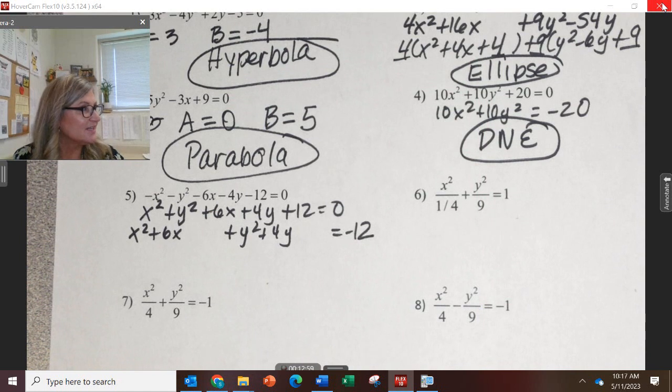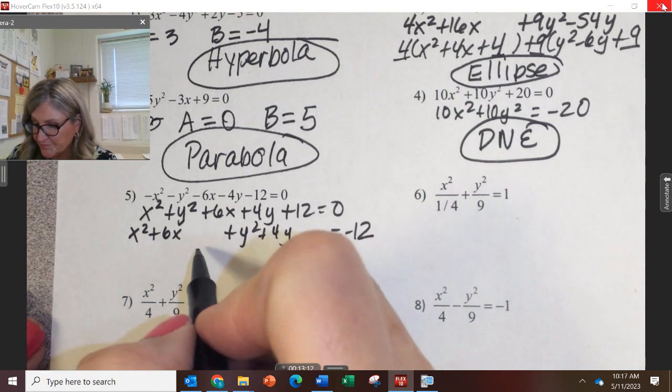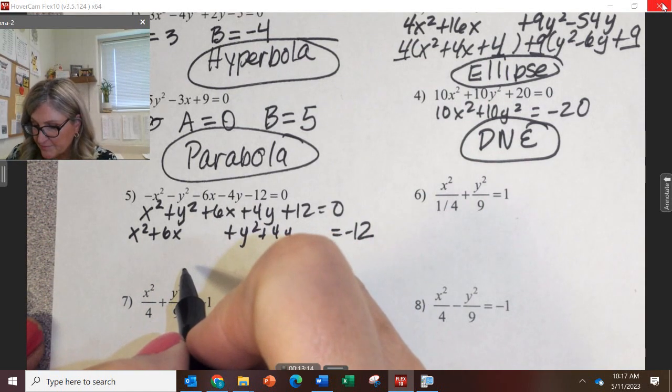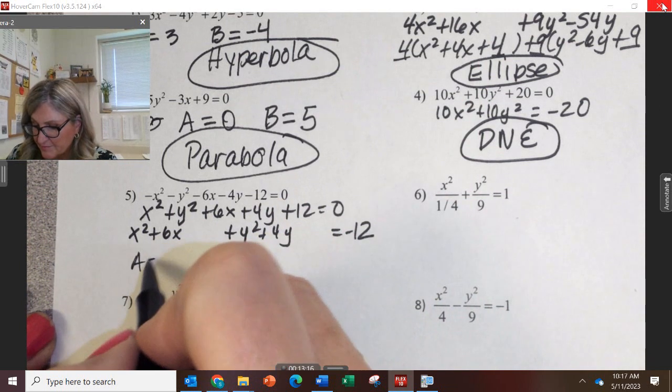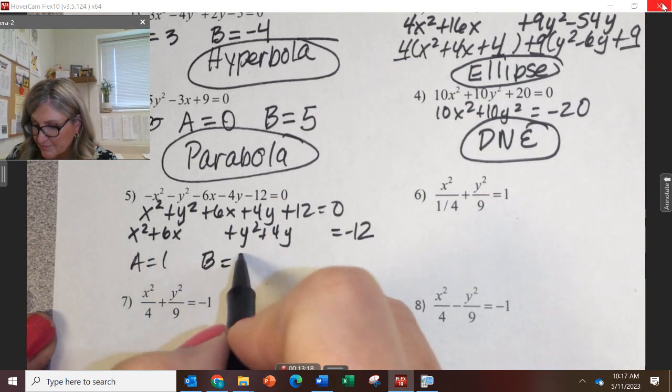Circle. Do you guys agree with him, circle? He's right. You should agree. How did you know that, Eli? What'd you do? I put A equals 1, B equals 1, since they're the same, and then you're adding positives, negative 12, positives. Wow.